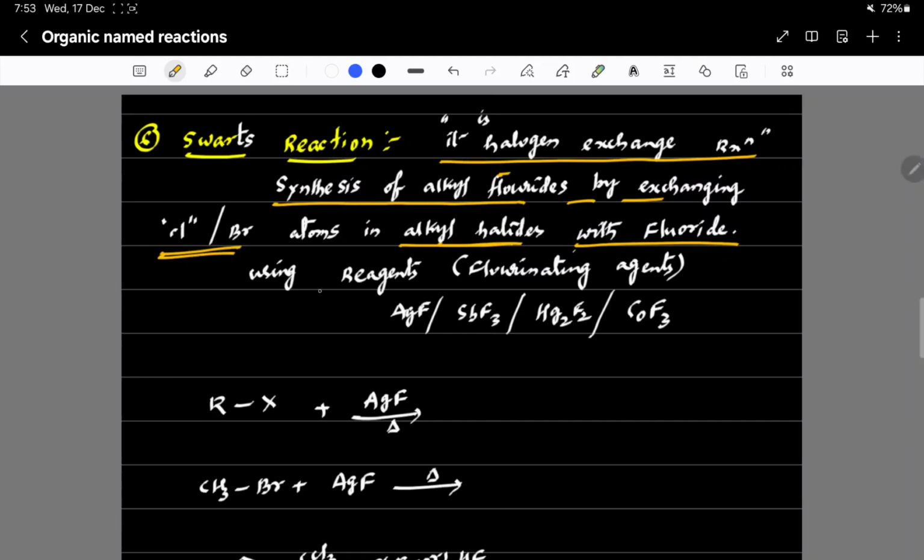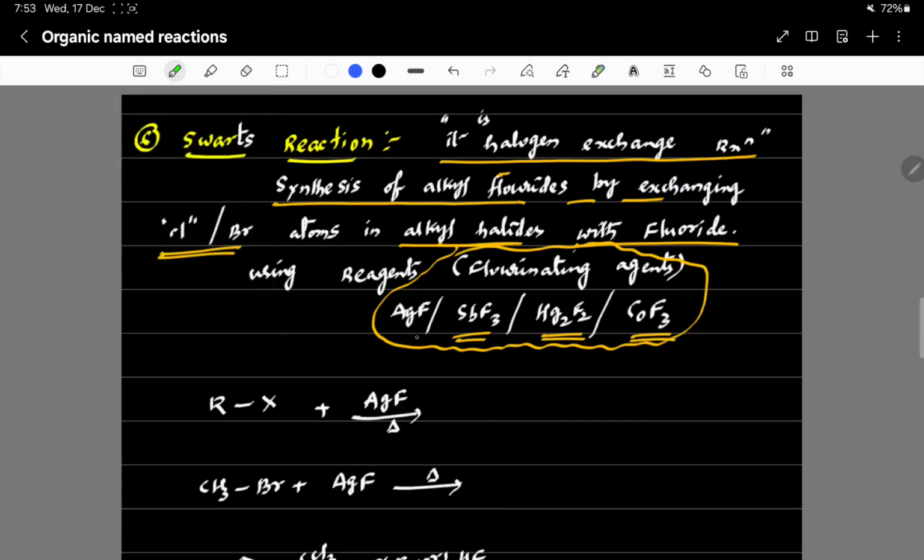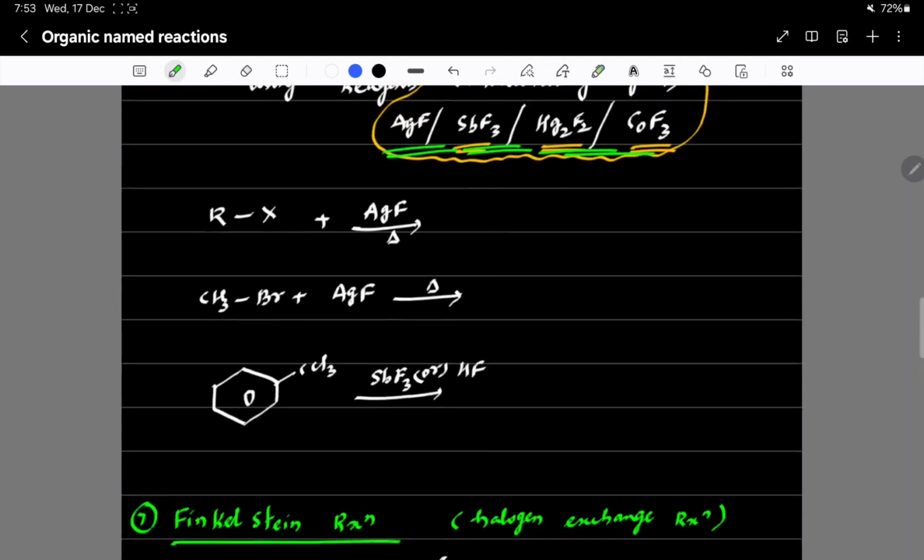In this reaction, we are using a fluorinating agent. These are very good fluorinating agents, like you can take AgF, SbF3, Hg2F2, CoF3. These reagents are very, very important. Just revise these reagents right now. So RX reacted with AgF followed by heating, we will get RF as the possible product and the byproduct formed is AgX.